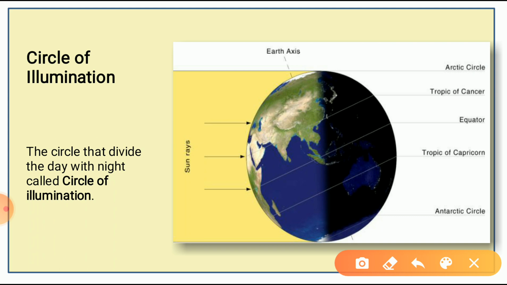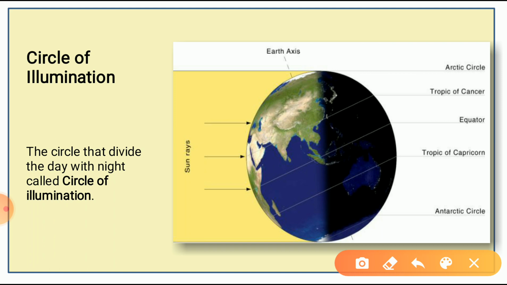Had the Earth been flat, then we would have received the light and heat from the sun at the same time. Whereas the earth is spherical in shape, that is why we experience day at one side and night at one side. The circle that divides the day from night on the globe is called the circle of illumination.